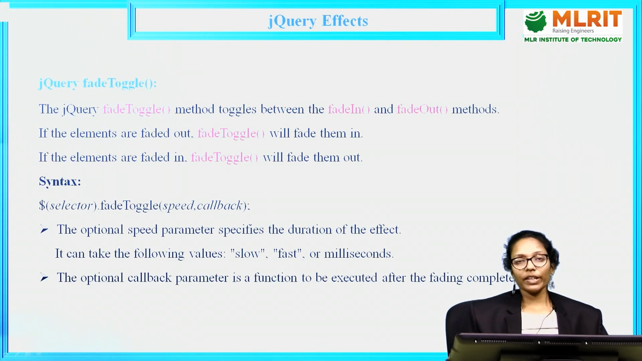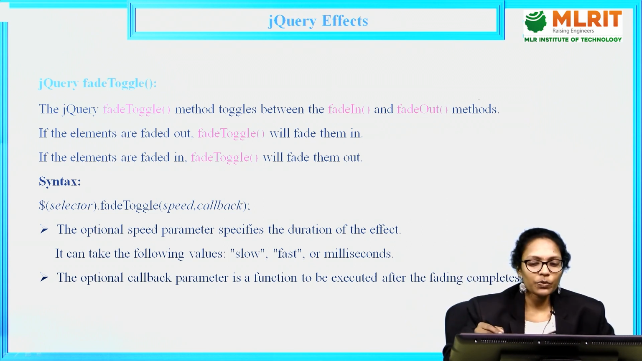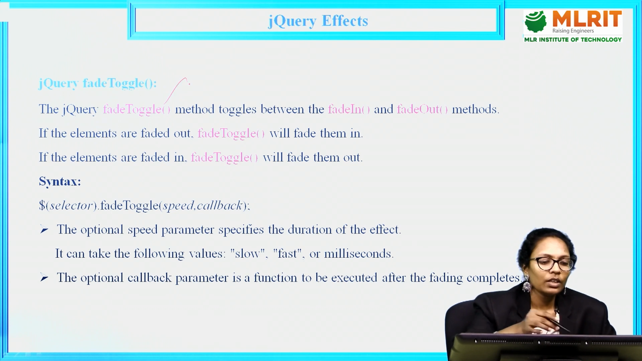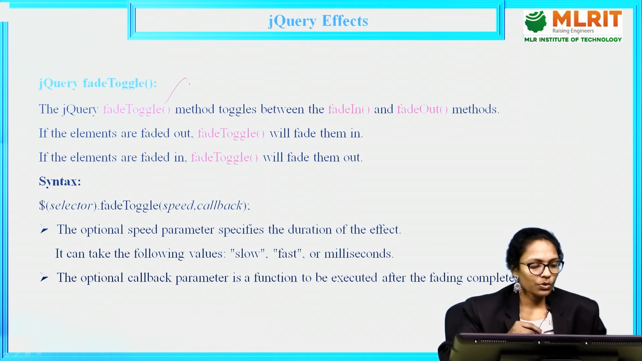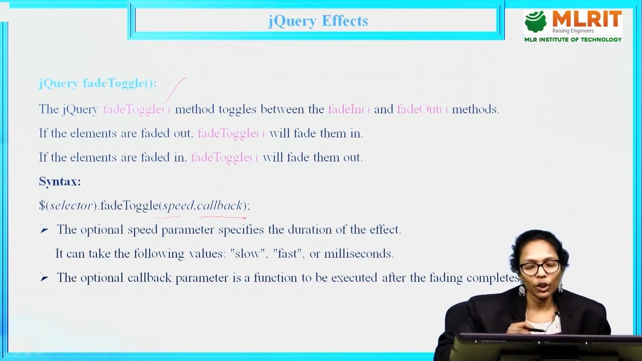So, next is fade toggle. I want to apply both fade in and fade out at a time. Then you can use fade toggle method to perform both the actions. So, for this fade toggle also same syntax, it will take 2 parameters, speed and callback.